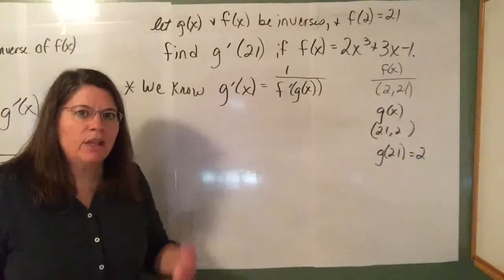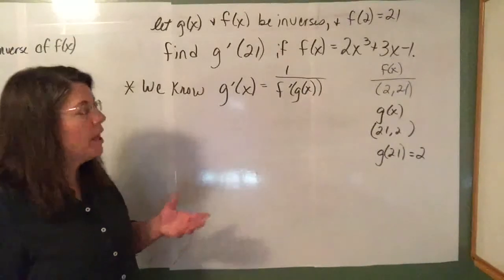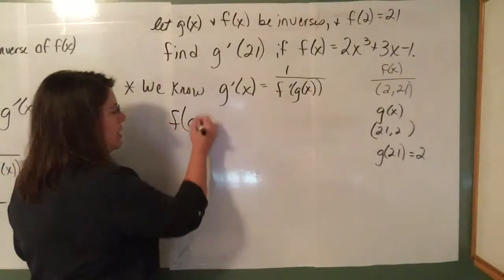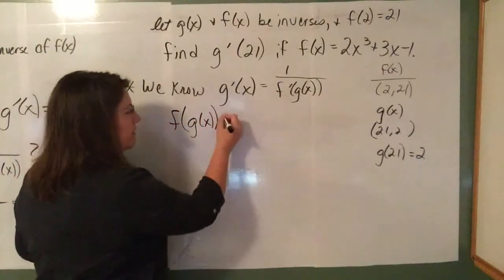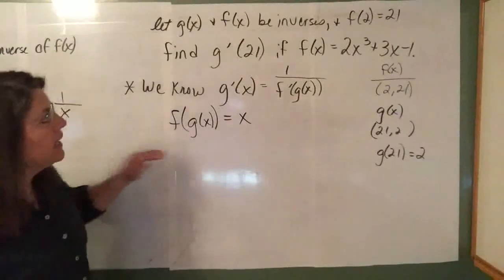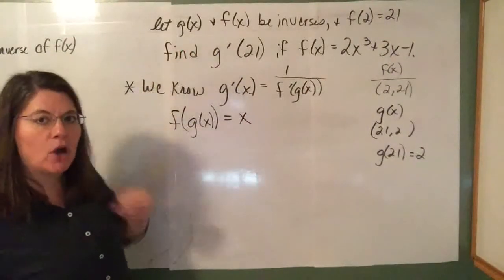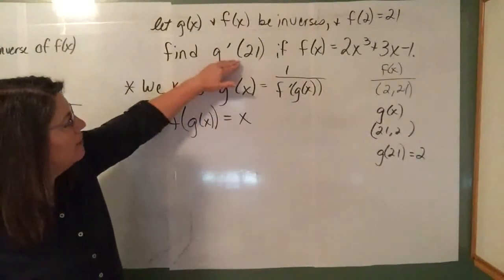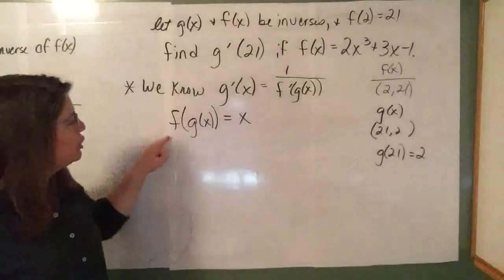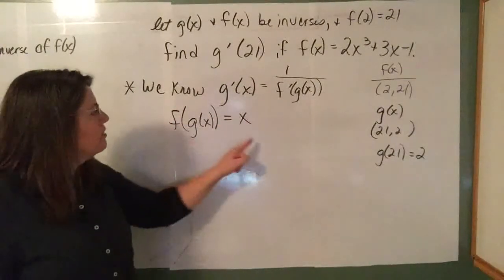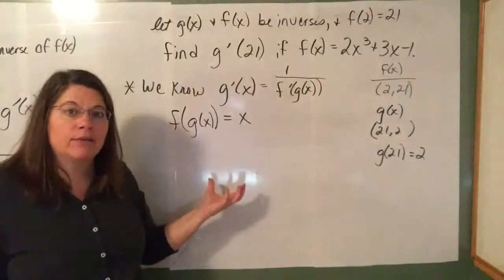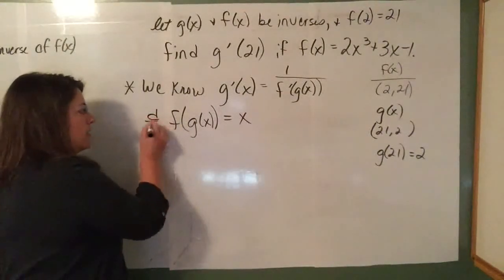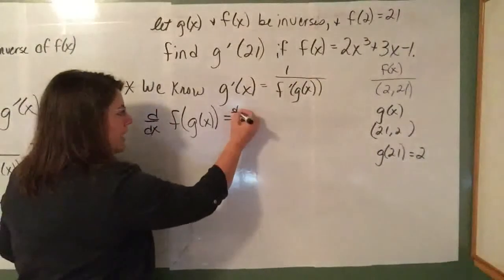So to solve this, let's just talk about what we know. We know that f of g of x is equal to x because they tell us g and f are inverses. So if they ask me to find g prime of 21, I need to work with this equation so that I can get g prime of x alone. So that's what I'm going to do first. I'm going to take the derivative of each side.